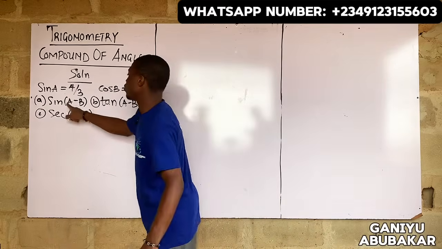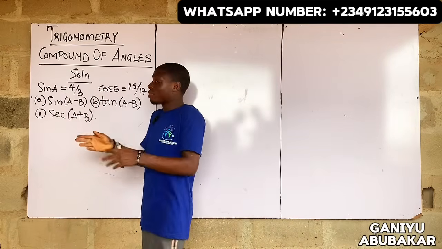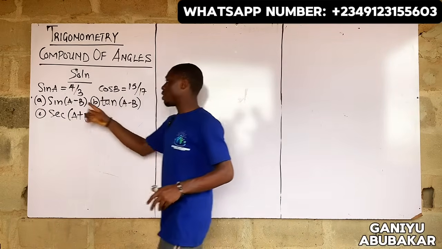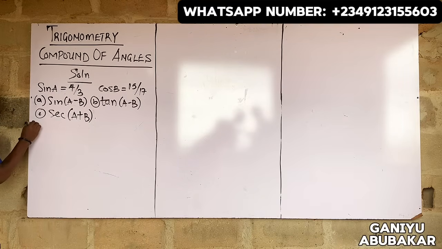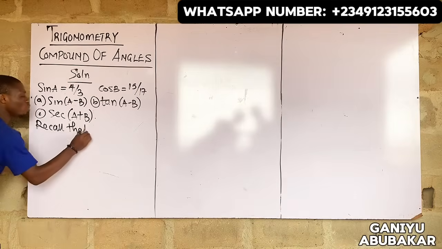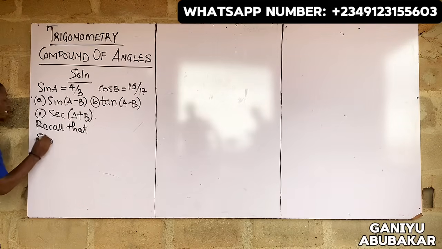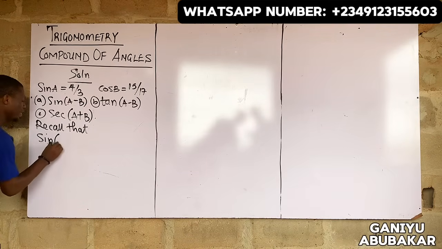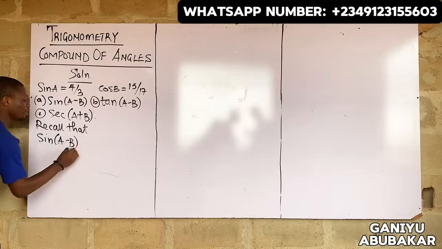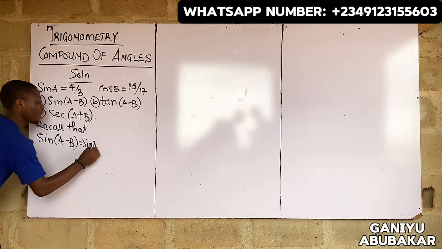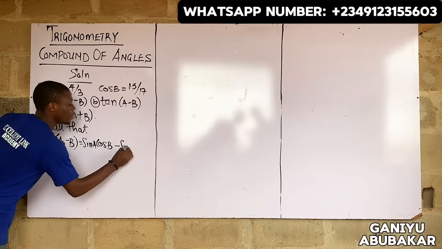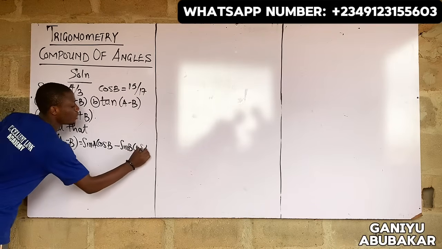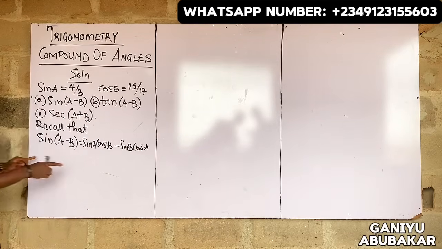Let me show you the formulas for all these things we're looking for. Recall that we said in our previous class that sine A minus B is equal to sine A cos B minus sine B cos A. Last class we said this.